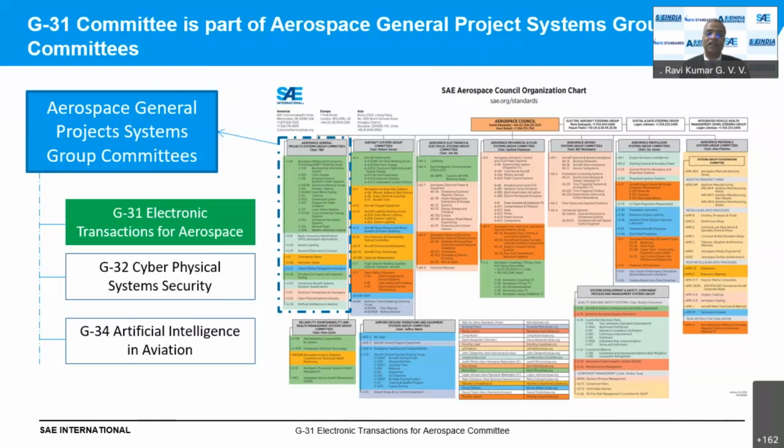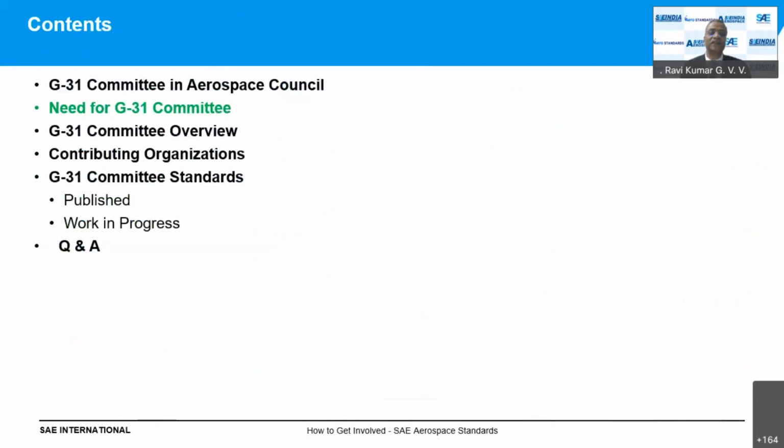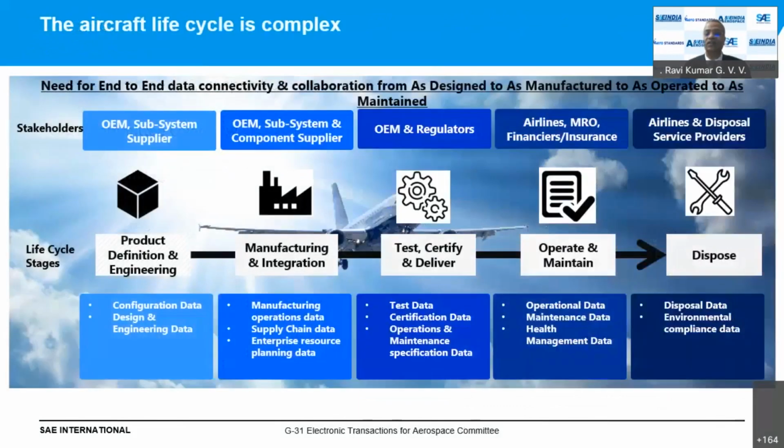Apart from this committee, we also have G32, Cyber Physical System Security, and G34, Artificial Intelligence in Aviation. In fact, we are going to have a presentation from both of them subsequently. So that is where this committee resides, and this is one of the youngest technical committees. So I'll quickly walk you through what is the need for the G31 committee.